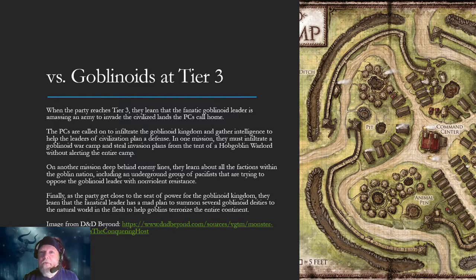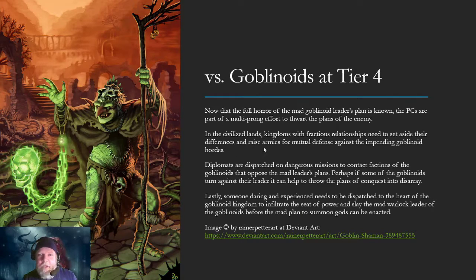What could possibly go wrong with that plan? Furthermore, how are the PCs going to stop that plan? That's what we're going to find out in Tier 4. All right. Now you're starting to see everything has fallen into place. You understand why these raids are happening, why there's more goblins around, what's going on. There's something ain't right in Goblin Nation over there.